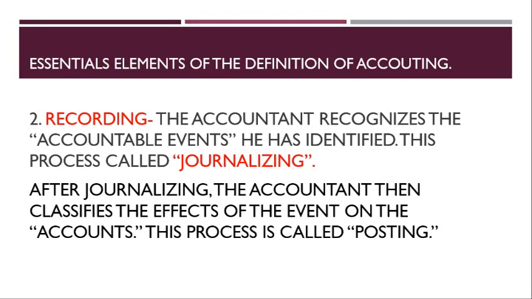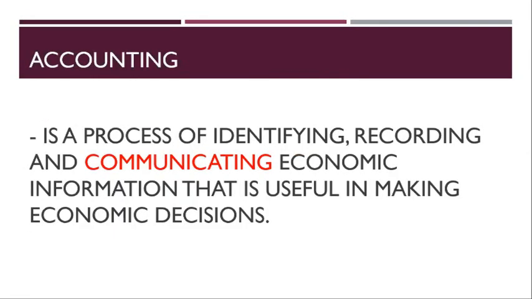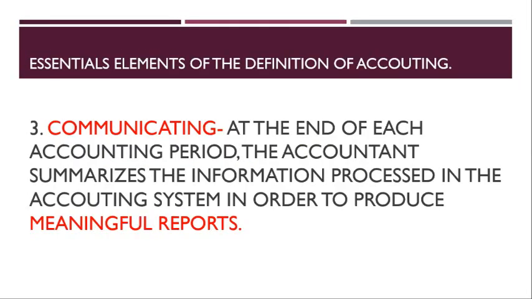That process is called journalizing. After journalizing, the accountant then classifies the effect of the event on the accounts, and this process is called posting. After identifying the events and after recording or journalizing them, let us now proceed with communicating. When we say communicating, at the end of each accounting period, the accountant summarizes the information processed in the accounting system in order to produce meaningful reports.